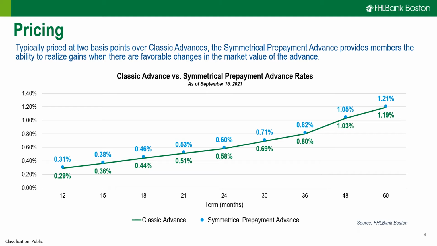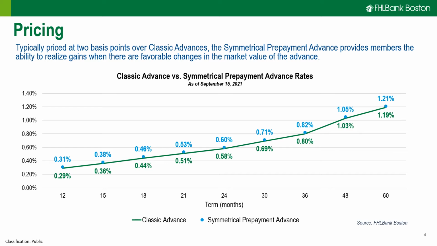Okay, so now that you have a little bit of an overview here, we're going to just touch on pricing real quick. So same thing, we're going to compare the symmetrical versus the classic, and this graph here is showing various terms out to 5 years for both the classic advance shown in green and the symmetrical prepayment advance shown in that light blue.